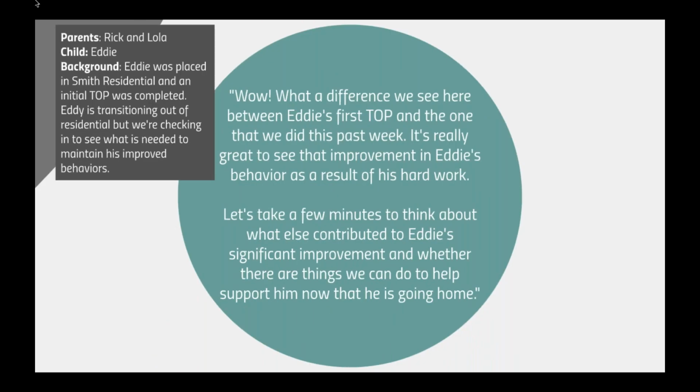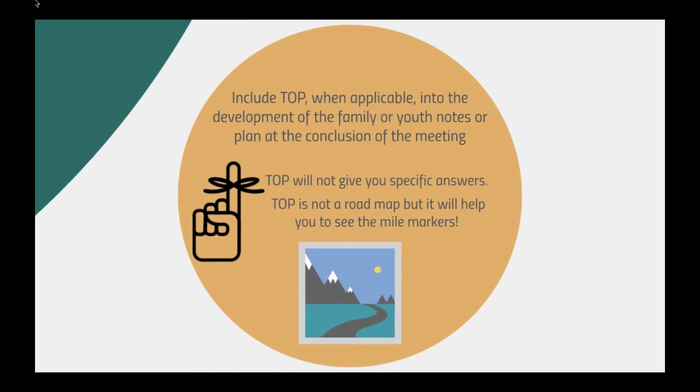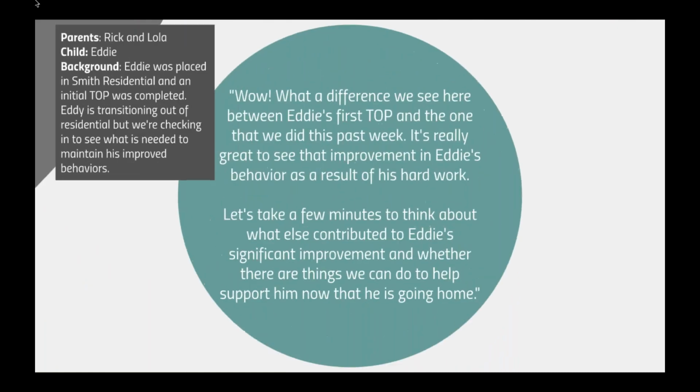The fourth example that we have is about transition planning and about a young man named Eddie, and Eddie was placed in residential treatment, and they did an initial TOP on him, and then they continued to do TOPs, but he is now transitioning out of residential, and we want to see what's going on and also understand what we need to do to support him.